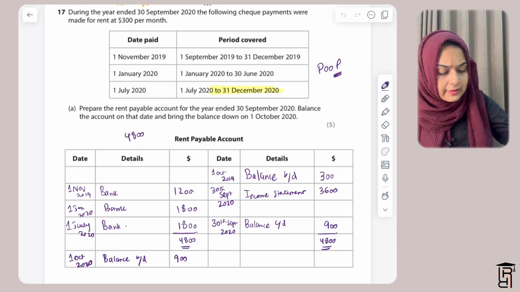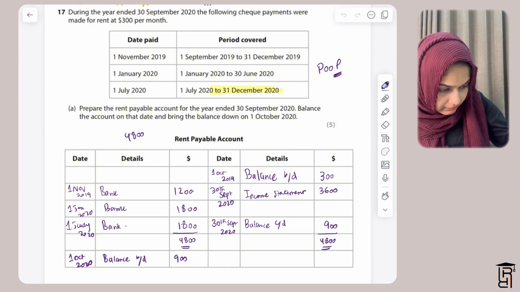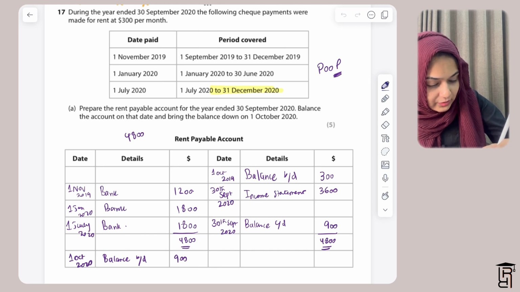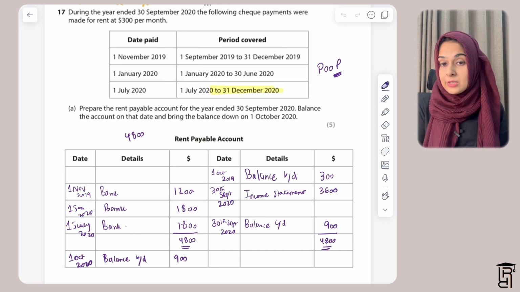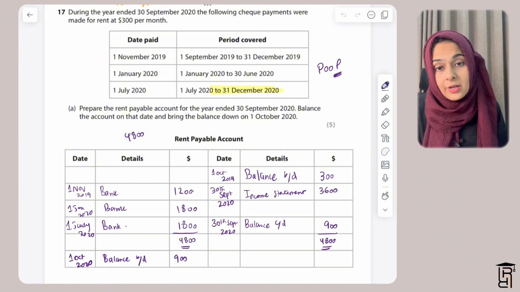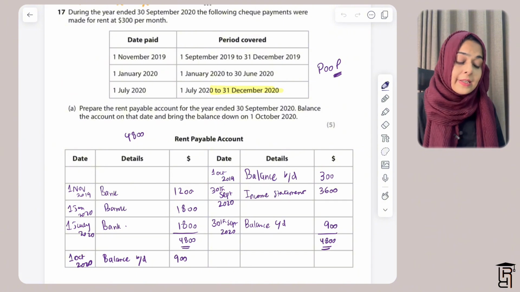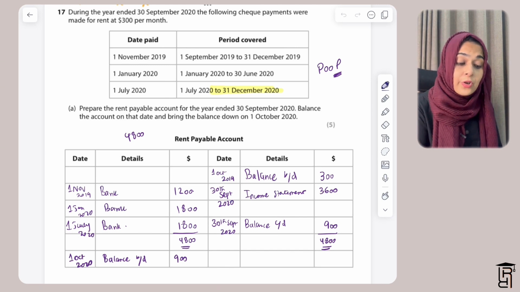I will balance this account at 4800 on both sides, and then this balance carried down will become my balance brought down, 900. This will be 1st October 2020. So starting the next year on 1st October 2020, there will be a prepaid for 3 months, that is October, November, and December. So that means it's my current asset, and that is why the balance brought down is coming on the debit side. Assets have a balance brought down on the debit side.